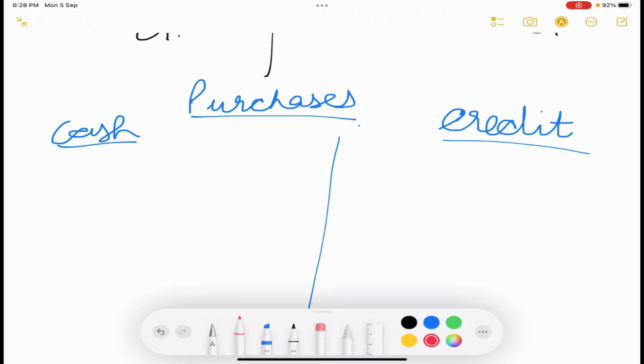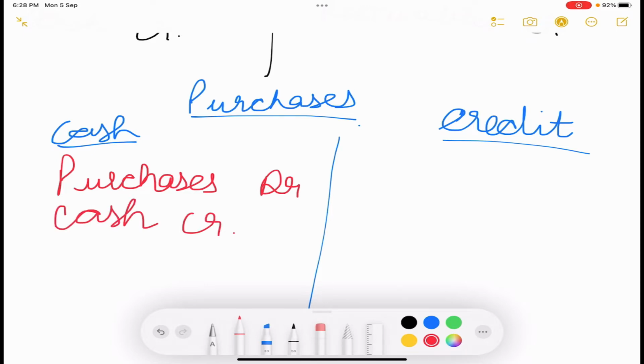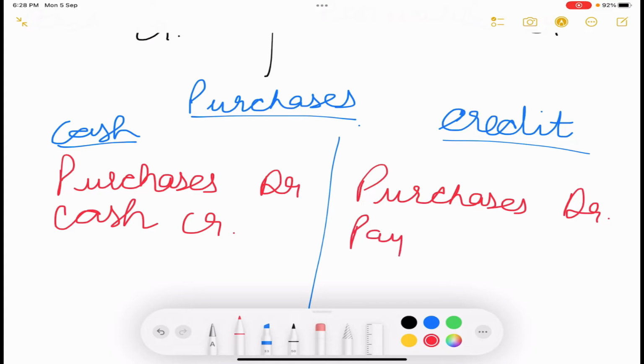Okay. So when you purchase something, what happens? Purchases gets debited and cash gets credited, right? I hope you're clear with this. And what happens when you take something on credit? So purchases again gets debited and payables gets credited. No doubts in these, right? Clear? Now tell me what happens when a purchase return takes place.